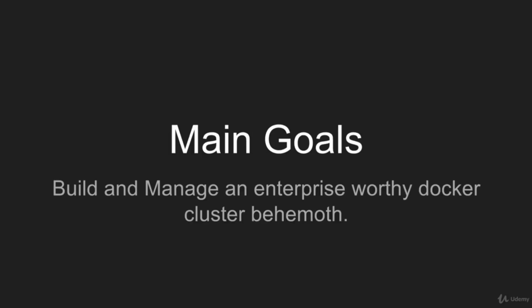Main goal. So main goal here is to build and manage an enterprise-worthy Docker cluster behemoth. So this is essentially something where you can deploy tons of applications, have them highly available, scale them up, scale them down, and make sure that they're completely load balanced. You'll be able to deploy these with the push of code. So you'll have a Git repo, and anytime something pushes to it, it will kick off a build that will test your code, that will then create a container and then deploy it to your cluster.